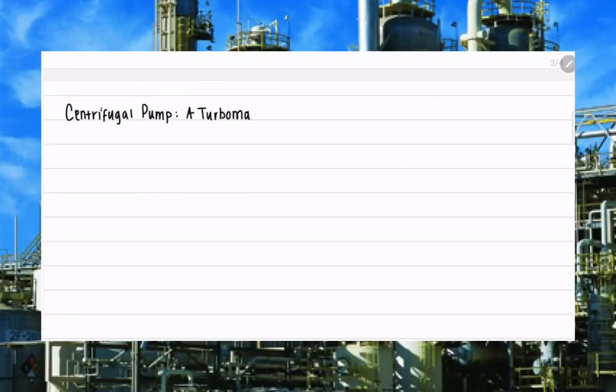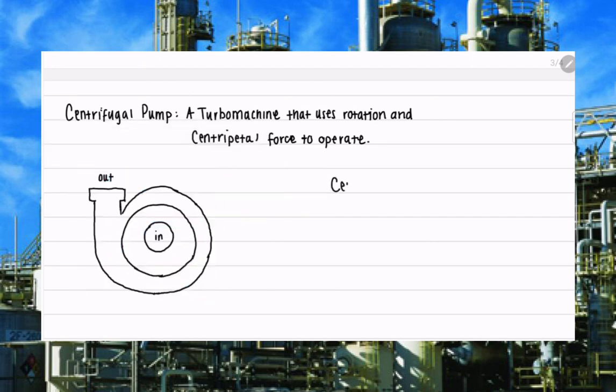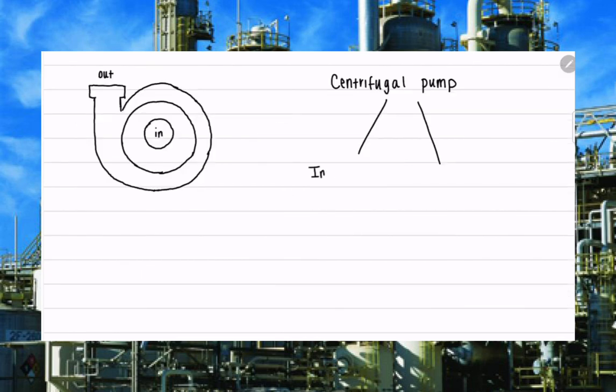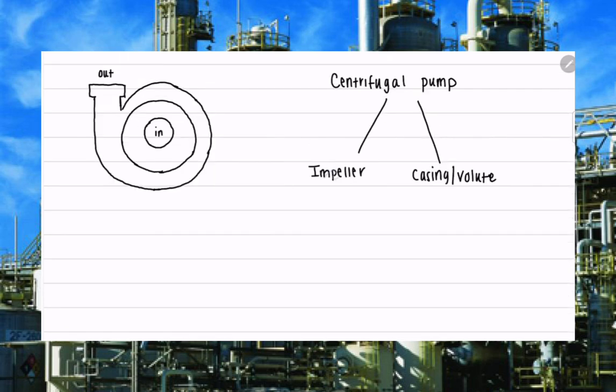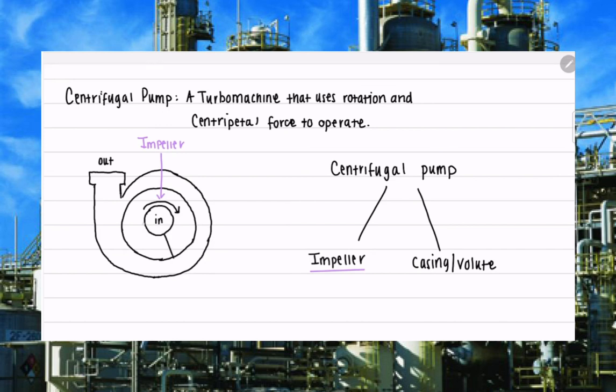A centrifugal pump is a turbo machine that uses rotation and centripetal force to function. Looking at this picture, a centrifugal pump consists of 2 main parts. First, we have the impeller, which is located in the center and rotates uniformly while the fluid being pumped enters the inlet. When the fluid does enter, it's important to note that we want the fluid to flow in an outwards direction. To achieve this, we add blades along the impeller to help move the fluid in such a way that it creates a centripetal force.